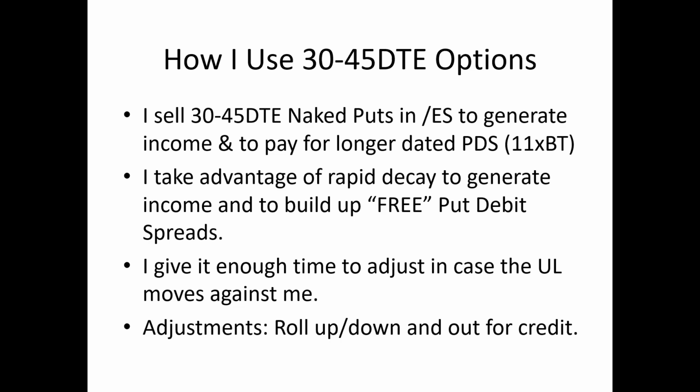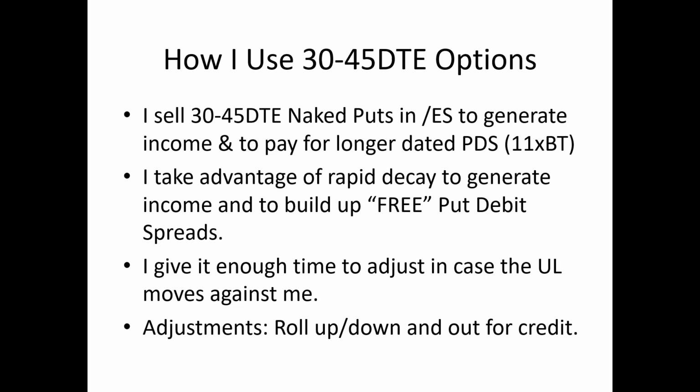That's the income generating part of my strategy. I sell naked puts in that window to generate income and to pay for the longer dated put debit spreads in my strategy, right? So if I'm long put debit spreads at 150 DTE, my front month naked puts are going to cover the cost of those put debit spreads and generate income, because I am selling 2 naked puts for every 1 put debit spread in the back month. I take advantage of the rapid decay to generate income. And also, this allows me to build up a put debit spread wall, so to speak, right?